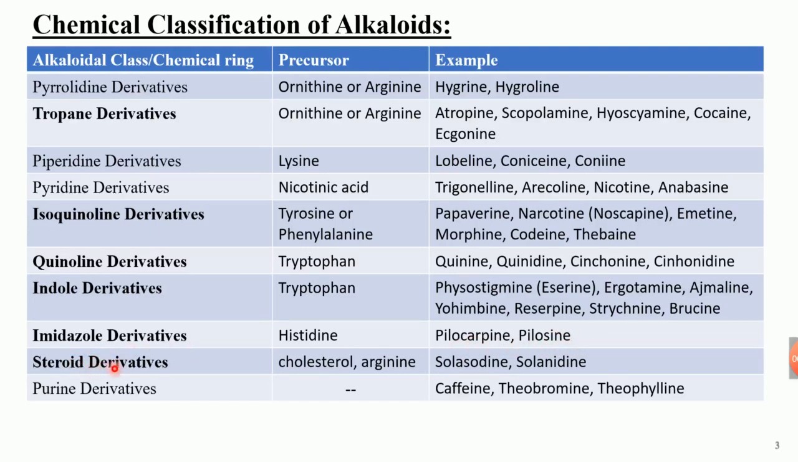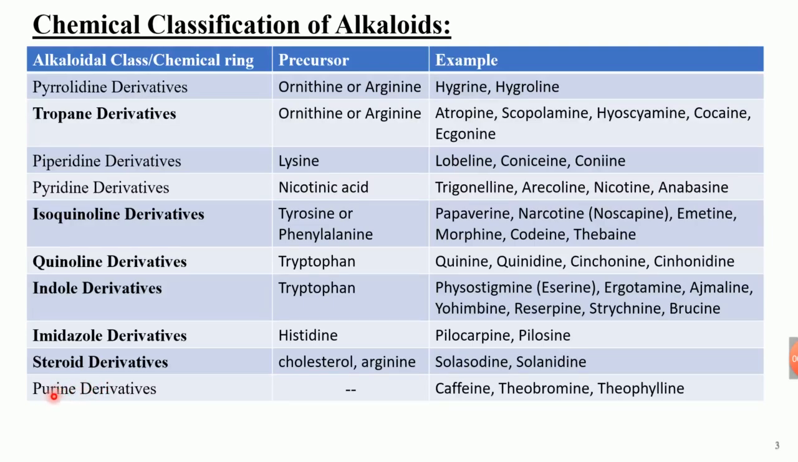Next is steroidal alkaloid. This steroidal alkaloid is synthesized from cholesterol or arginine. This steroidal alkaloid contains a steroidal ring in its structure. The steroidal ring is a four ring structure. If it is present in the alkaloid, then it is a steroidal alkaloid. Examples include solasodine and solanidine.